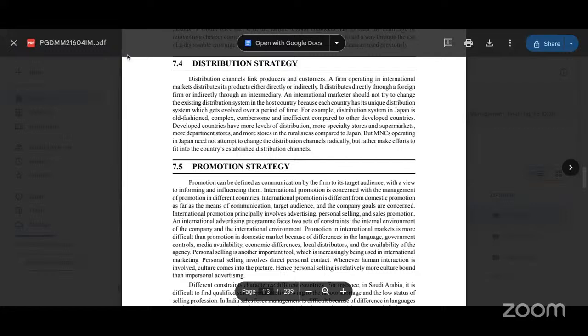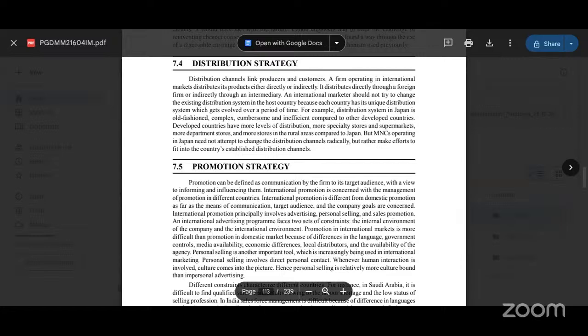An international marketer should not try to change the existing distribution system in the host country because each country has its unique distribution system which gets evolved over a period of time. So, for example, if you're looking at the distribution system in Japan, it is old fashioned, complex.